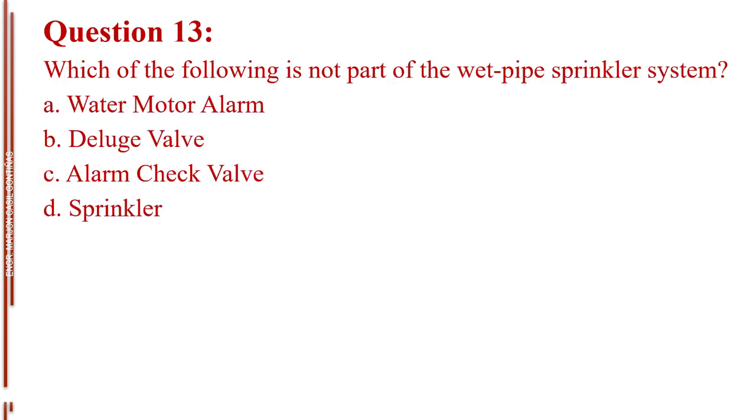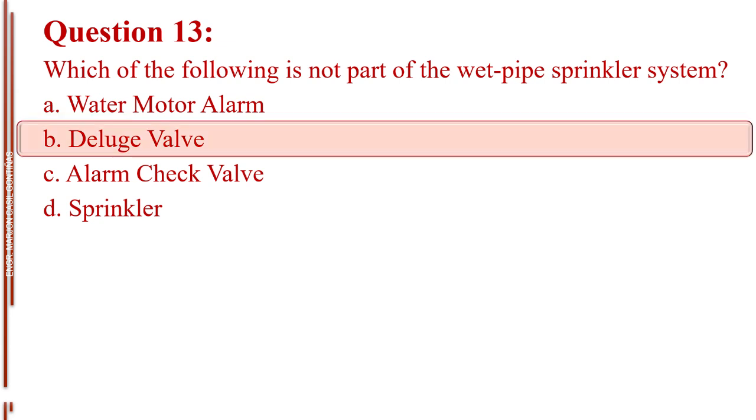Question number 13. Which of the following is not part of the wet pipe sprinkler system? Letter A, water motor alarm. Letter B, deluge valve. Letter C, alarm check valve. Letter D, sprinkler. The answer is letter B, deluge valve.